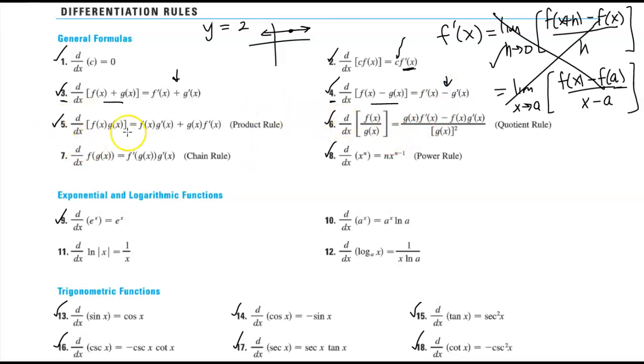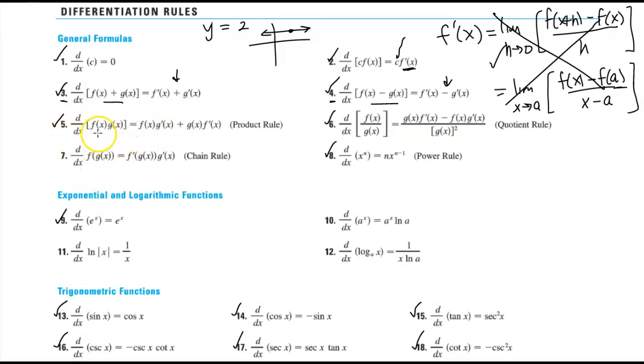These next two rules are what we call the product rule and the quotient rule. I'm going to talk more about this when we get to some of the examples where we actually need to use it, but I'm just going to give an overview now.